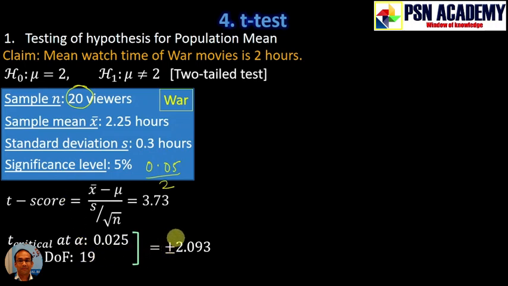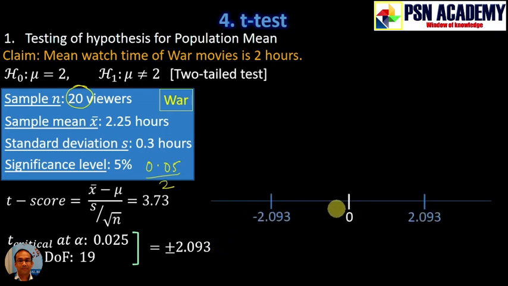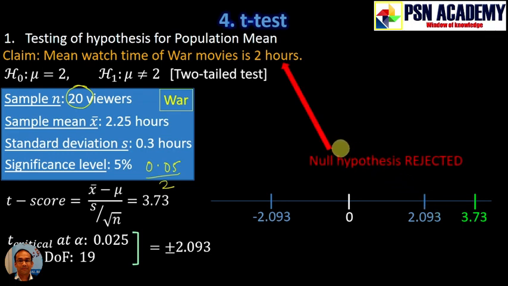And the table says that the range is plus minus 2.093. Now this is our scale. So this side is minus 2.093, this side is plus 2.093, and we get a t-score at 3.73. Now, you do not reject the null hypothesis if your t-score is within this range. But what we see here is that the t-score is beyond this range, right? For that reason, we reject the null hypothesis. Clear?